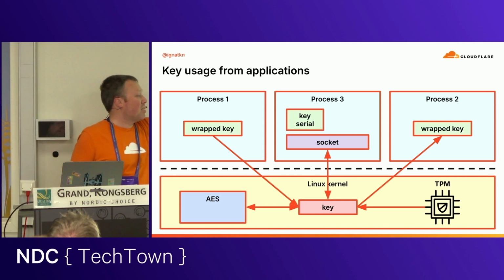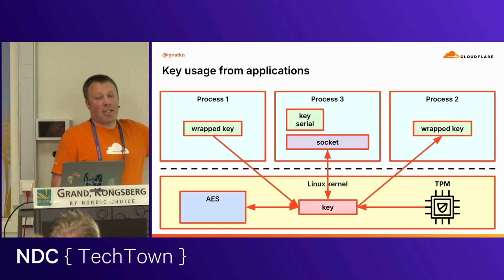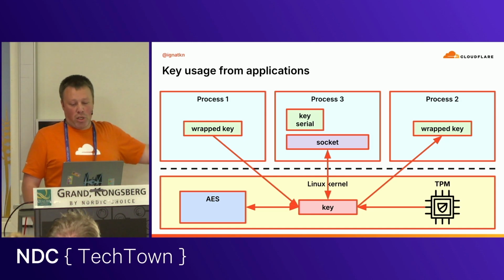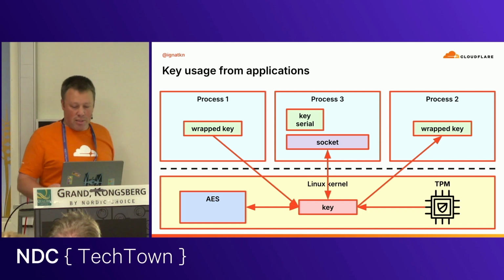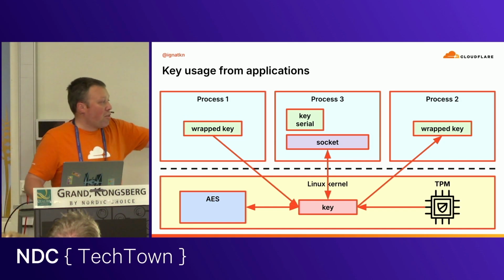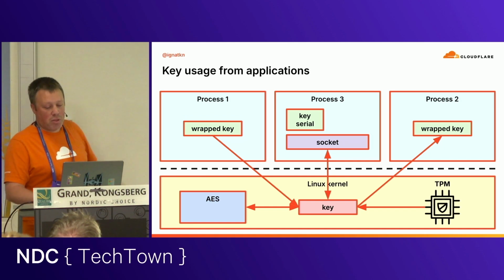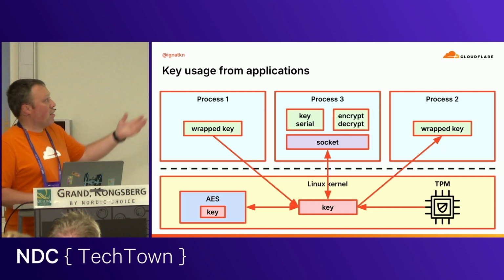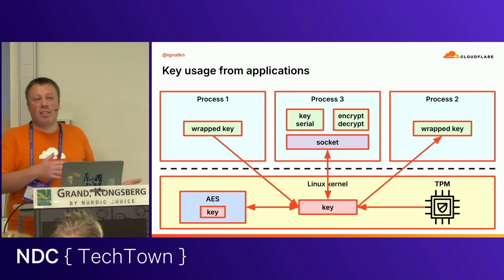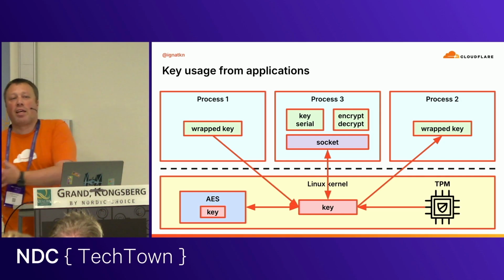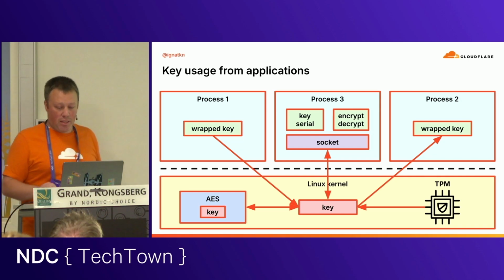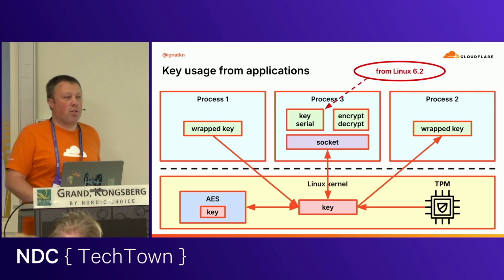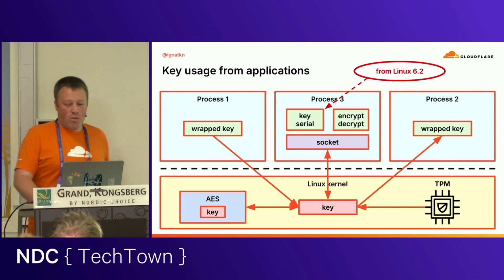So if this process instantiated the key, that process, if it has permissions, can say, hey, instantiate this crypto socket with the key from the serial number. And then, because inside the kernel space, the kernel has access to the key because it's in plain text, it can do that. And then this process can actually encrypt or decrypt data with that key without having access to the cryptographic material itself. Yeah, but it's available from Linux 6.2. So if you're using an older version, you're screwed.